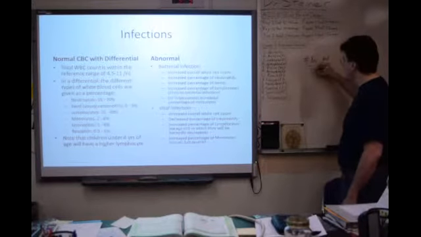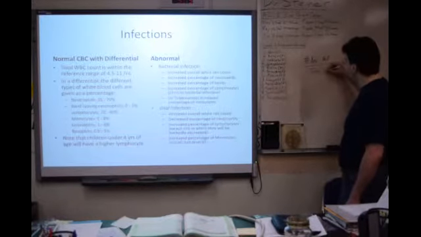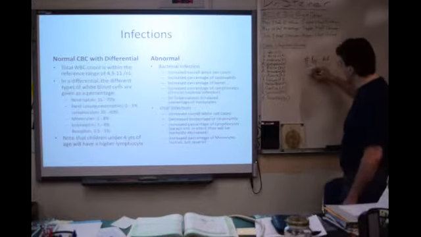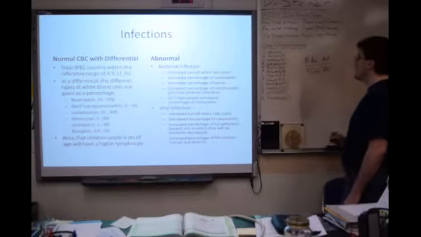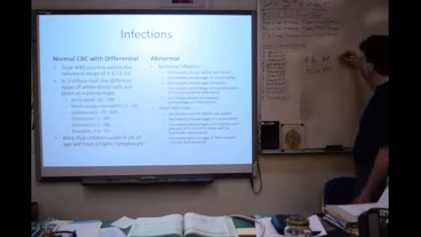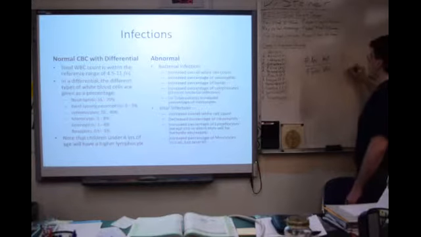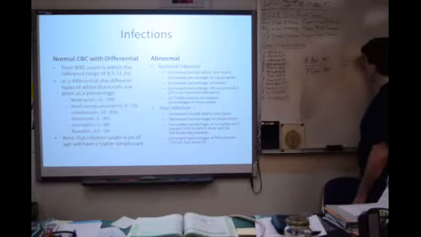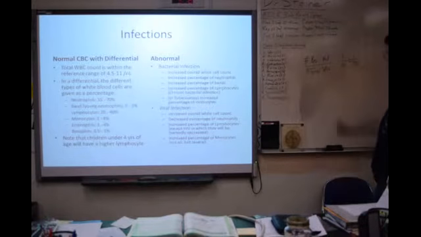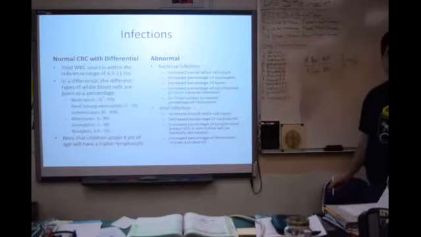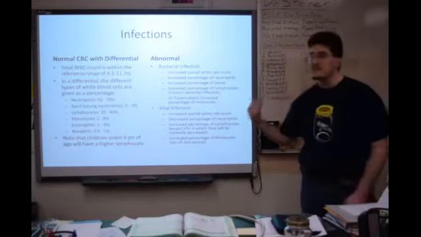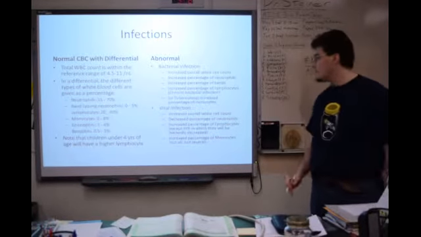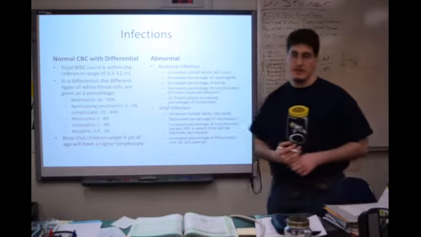But the total number will increase. So when you have the same numerator, 1, and the total white blood cells changes from 50 to 100, suddenly you've gone from 2% to 1%. You have a decreased percentage, but the same raw number. So that's where that decreased percentage is coming from.